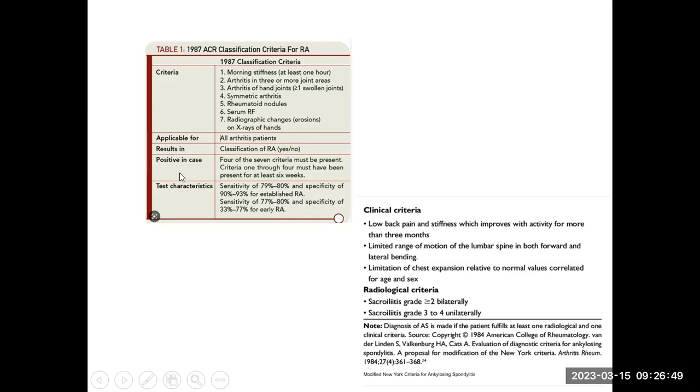There's no place for inflammatory markers. And once erosions have happened, only then were we able to diagnose and start treatment for rheumatoid arthritis. This is the modified New York classification criteria for spondyloarthritis. Again, you had to have radiographic evidence to confirm that it was spondyloarthritis or rheumatoid arthritis in those days.